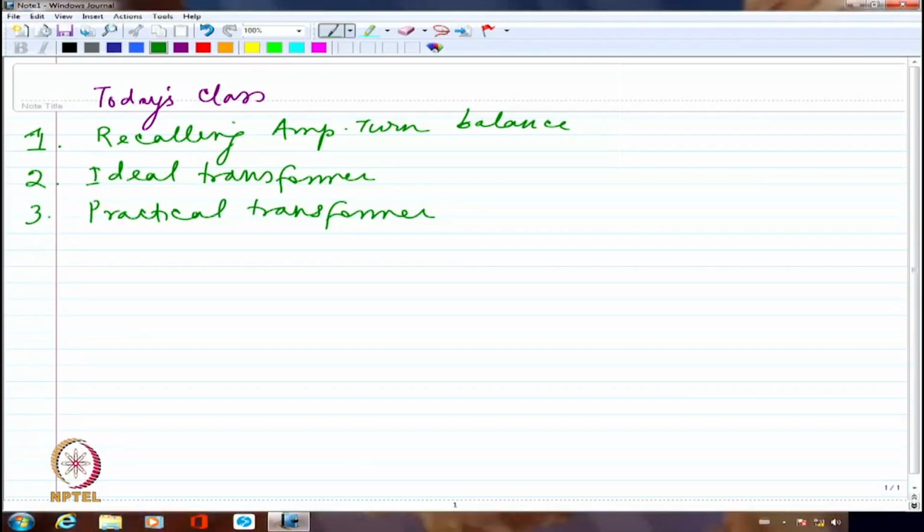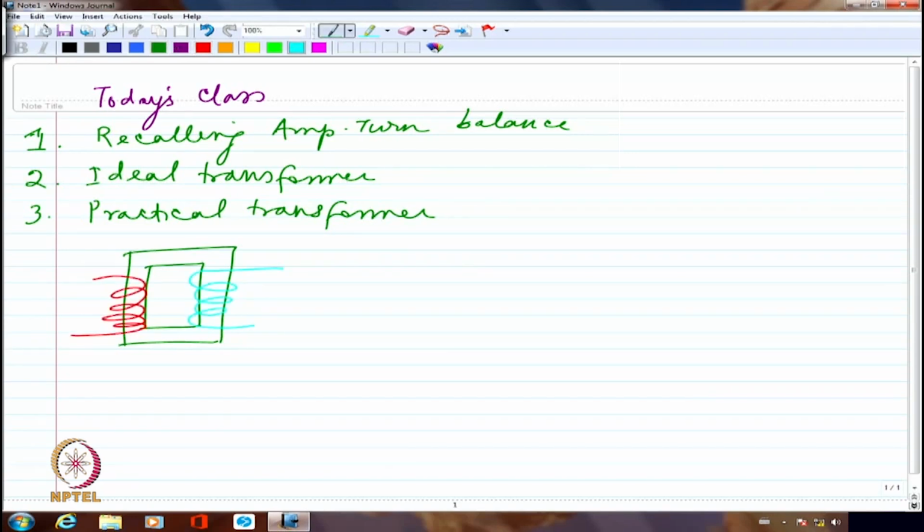Okay, we had been discussing basic transformer action. We said that a transformer is represented by a ferromagnetic core, with the primary winding on one side and the secondary winding on the other, right? In the primary winding I am connecting a voltage source with a value of V1. This may draw a very small current, which I am calling I0, the no load current.